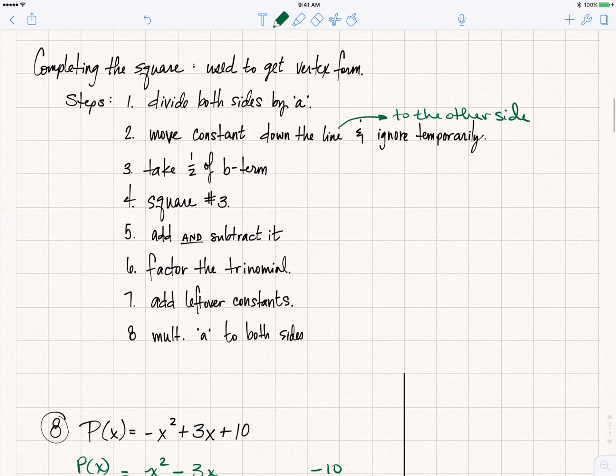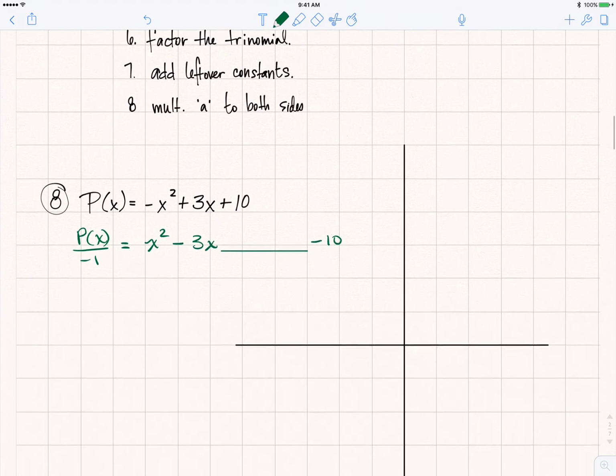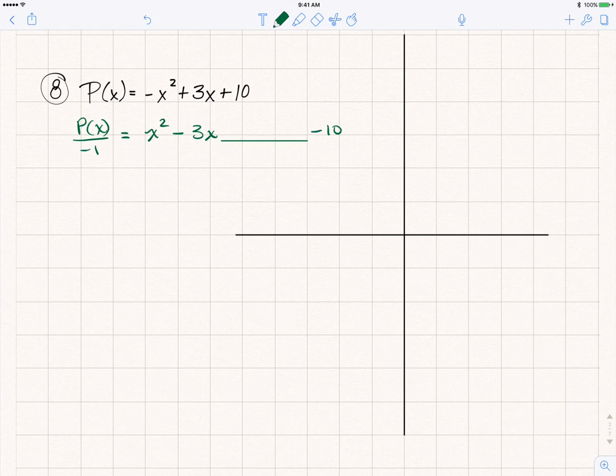Number 2 said that you want to move the constant down the line, and you'll notice that that's exactly what I did here. I moved the constant down the line so that we could just ignore it for the time being. Step number 3 says to take half of the b term.